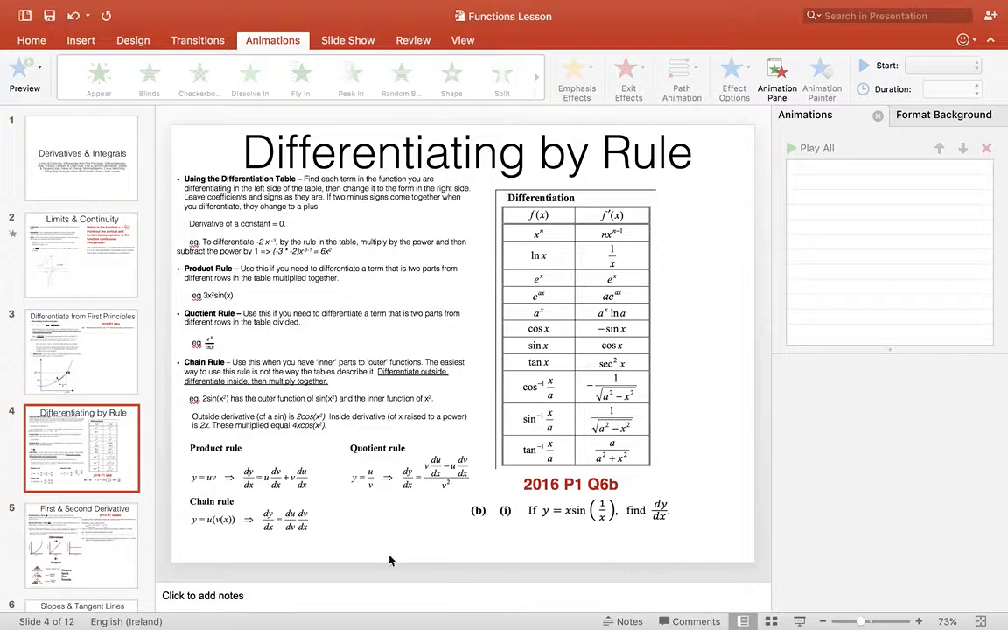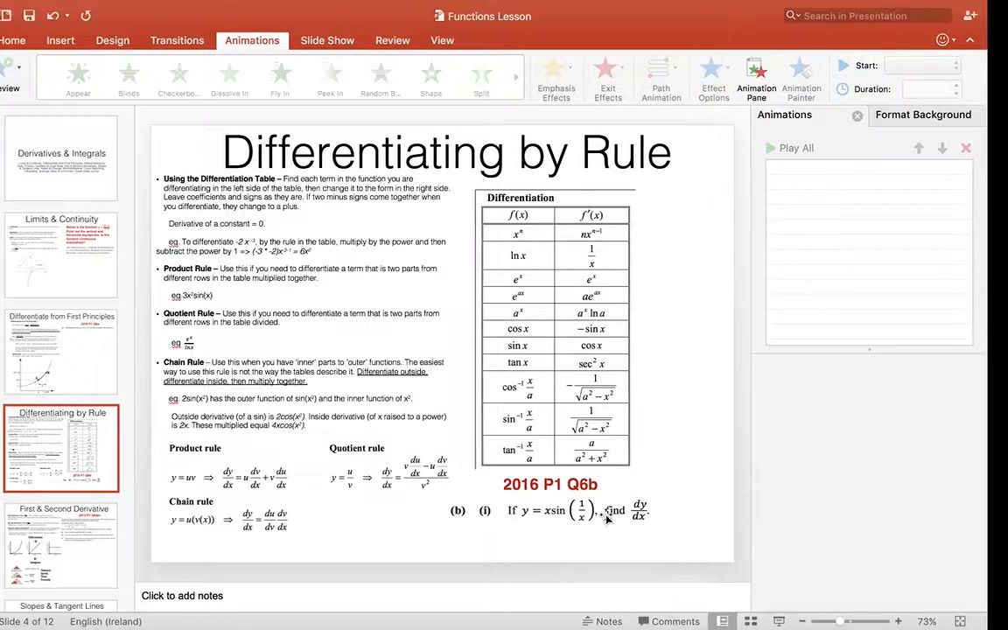So we have to use the product rule here, because we have something multiplied by something else from two different rows. We also have to use the chain rule, because something from one row is inside something from another row. So it's like a function of a function. So let's see how we put those together.